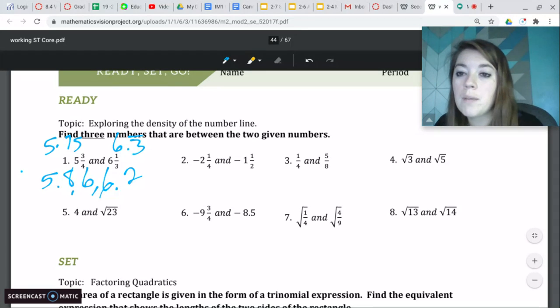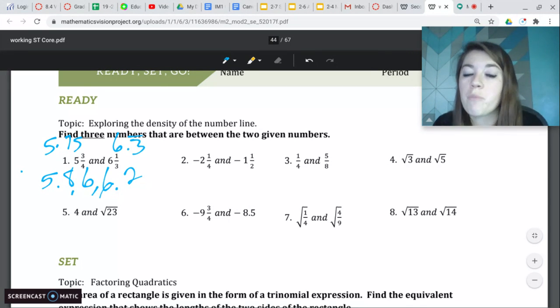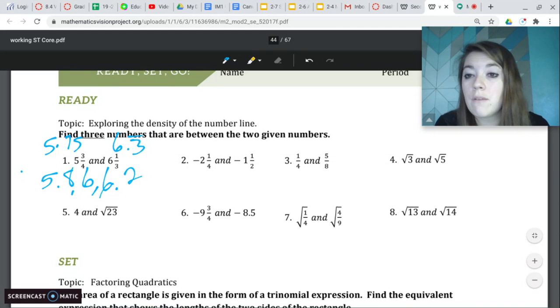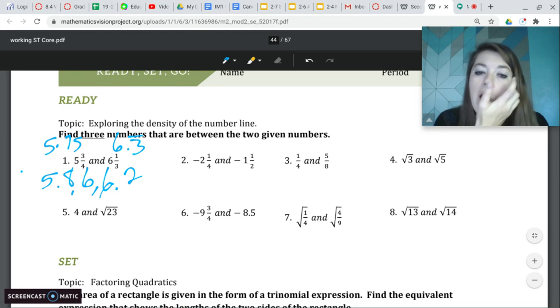Now, those are not the only possibilities for answers there. There are so many possibilities because you could do 5.76, 5.77, 5.78. Those would all be in between 5 3/4 and 6 1/3. On the ones where you have the square roots, take the square root of the number, then find the decimals in between those two. Okay? That'll make this nice and easy.